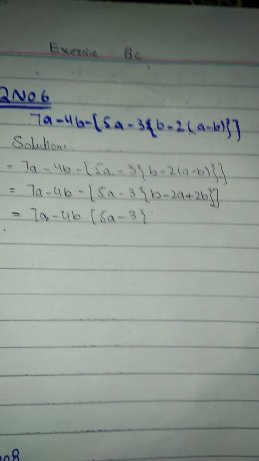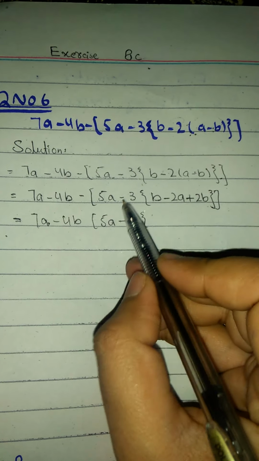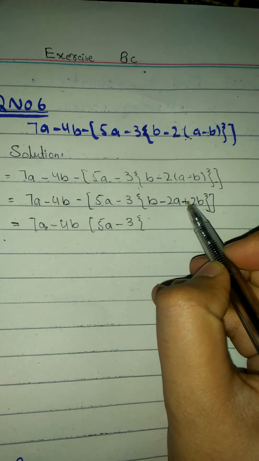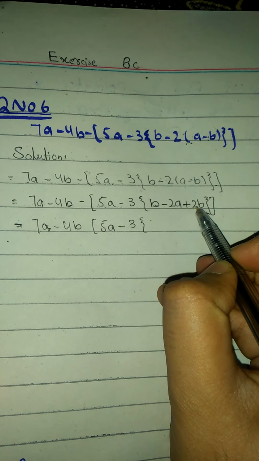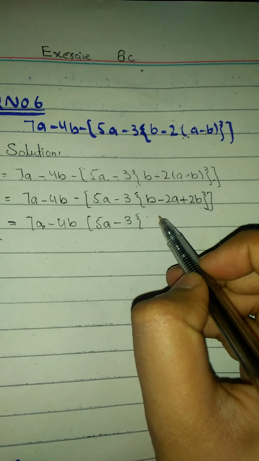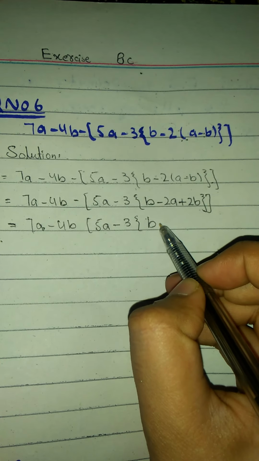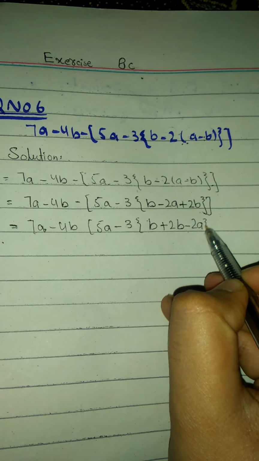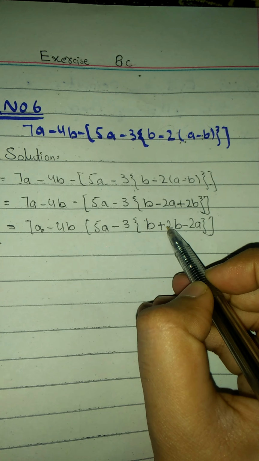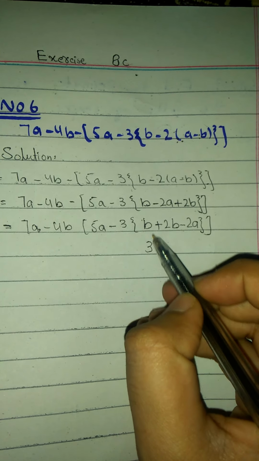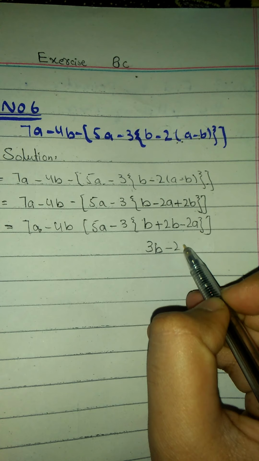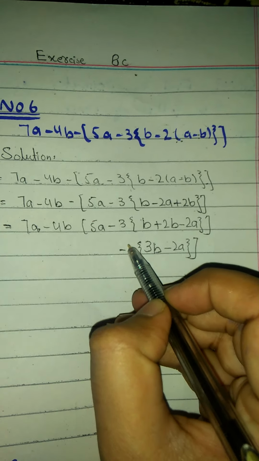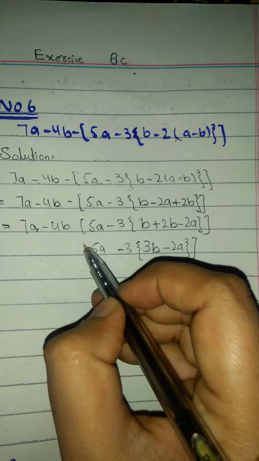Now in the next step, the remaining terms will be written as it is, and look at these terms. b and 2b are like terms having the same variables, so we will write b and plus 2b together. Now plus 2 plus 1 is 3b, we can write it as 3b minus 2a, and the other terms should be written as it is.